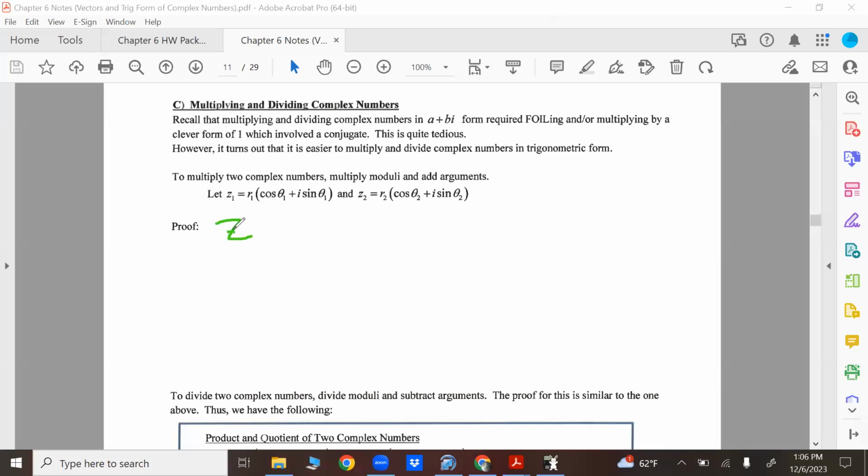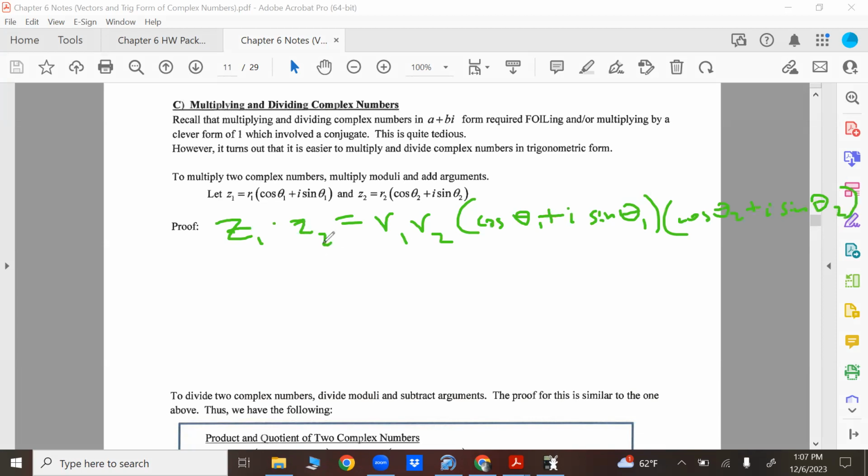So if I want to multiply z1 with z2, then it's pretty clear I have to multiply r1 and r2, right? And then I have cosine of theta 1 plus i sine of theta 1, foiled with cosine theta 2 plus i sine theta 2. If you foil, now I'm going to save you some time. I think I can do it really quickly.